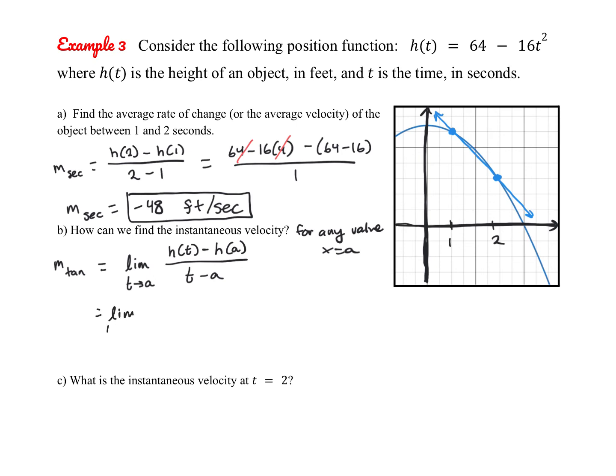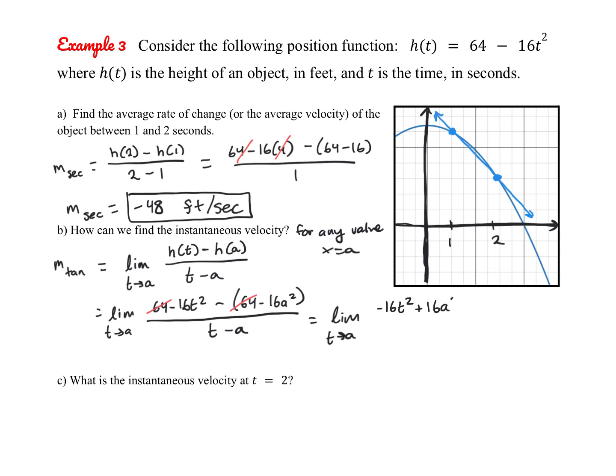So that'll be the limit as t approaches a. h of t is going to be 64 minus 16t squared. And then h of a, we're going to do the same thing but with a. So be careful, we're subtracting the entire thing. And then here we just have t minus a. If we simplify the numerator, the 64 minus 64 cancels. So that leaves us with negative 16t squared plus 16a squared over t minus a.